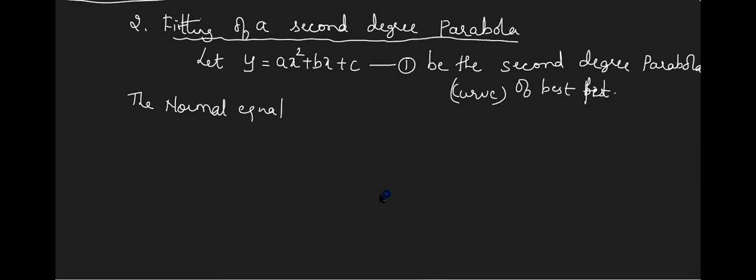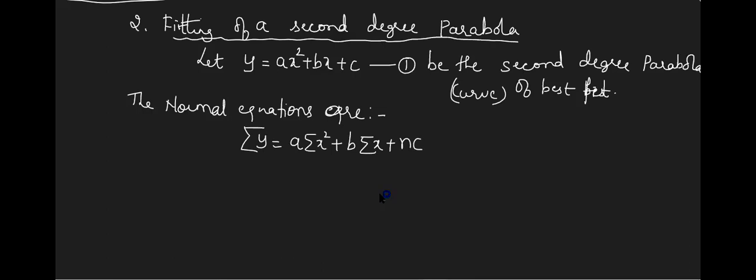The method we adopted in writing the normal equations for a straight line, the same way we apply for the second degree parabola also. Normal equations: how to find the first? Just put a summation. What will be the first equation? Just put a summation for this equation only. Summation y equals a into summation x square plus b into summation x plus n into c.